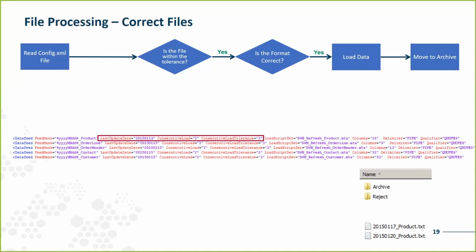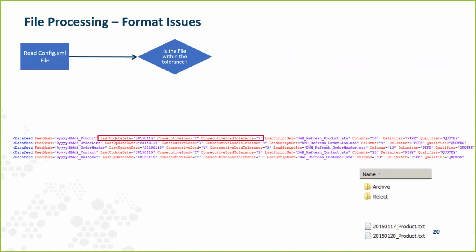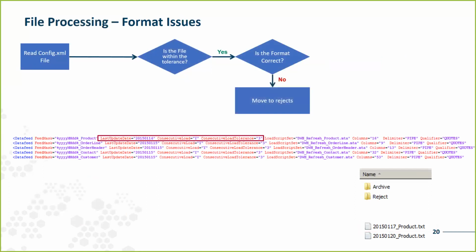And that then allows us to check for the next consecutive dated file. So we then say, is the next file within the tolerance? Is it the right format? In this case, it's failed the validation checks because it's got too many pipe delimiters in the file. So it might have too many columns in, for example, so I'm going to reject that file.